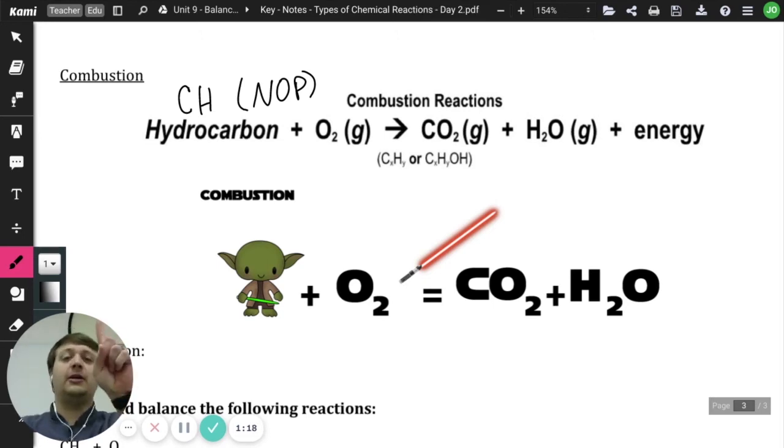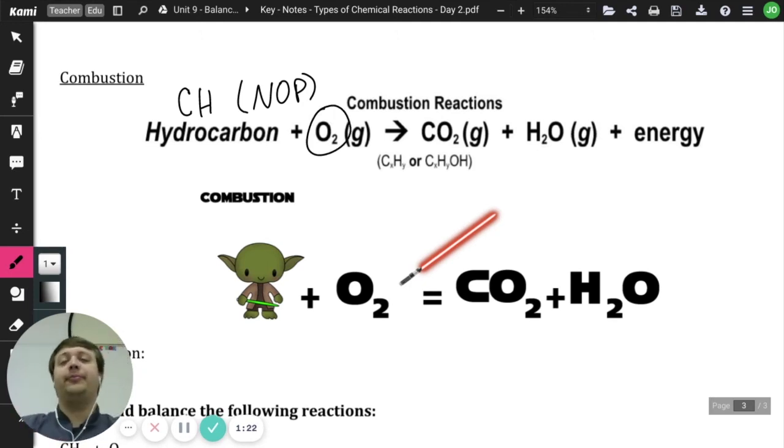So that's the first thing that you need. The second thing that you need is oxygen. If you do not have oxygen, you cannot have combustion occur. And so when we're looking at a combustion reaction, just because something produces fire does not necessarily mean it's going to be combustion. To be combustion, you need 1, the hydrocarbon, and 2, the oxygen. If you don't have both of those, it is not combustion. It's a different type of reaction.